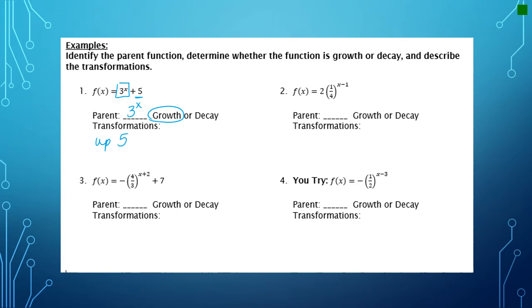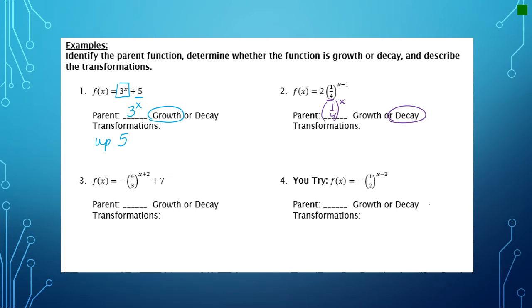Next, for number 2, we have an a value of 2, which is going to tell us a stretch or a shrink. But first, let's identify the parent function. So I'm looking for the base, which is 1/4. And then it's that number to the x power. So I don't need anything extra, just the base number to the x power. Since 1/4 is less than 1, it's between 0 and 1. This is a decay graph.